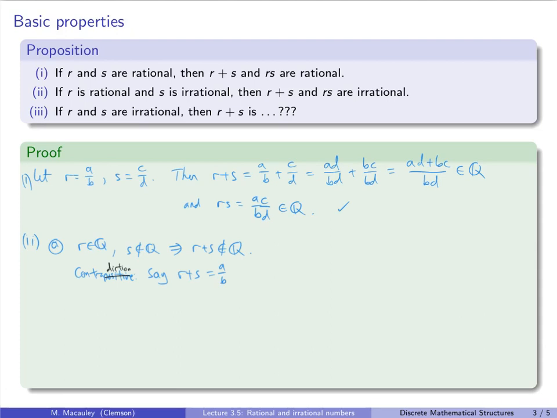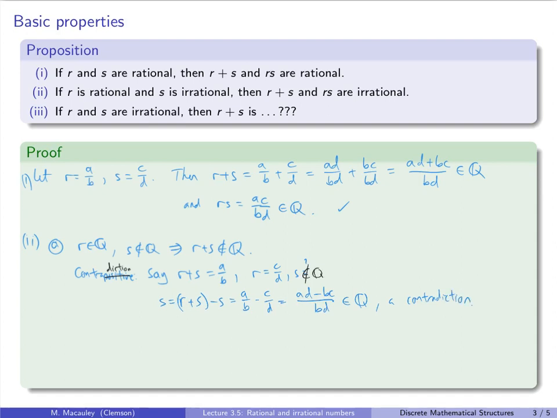Okay, so let's suppose that r plus s is a over b, and that r is c over d, and s, well, actually, I don't know what to say about s. So let's just start with this, and let's conclude that s is rational, and that will be the contradiction. So s is r plus s minus r, which is a over b minus c over d, and this is ad minus bc over bd, and this is rational. So this is a contradiction.